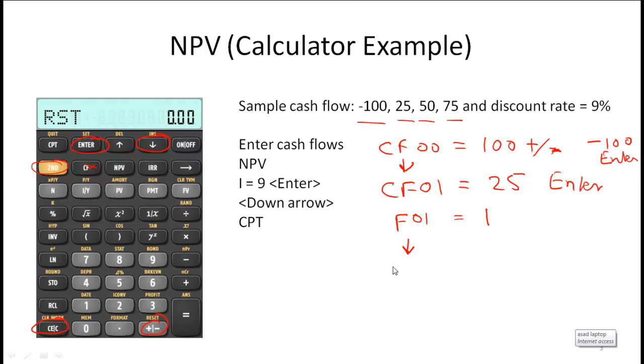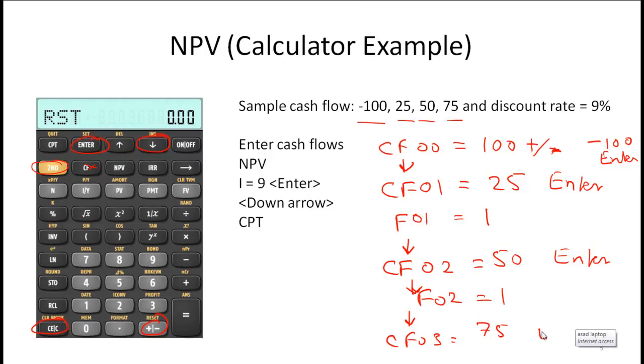Then the next thing you do is cash flow 02, so this is your second cash flow. Set that as 50 and then hit enter, down arrow, and again you will see the frequency of this will be 1, so you accept that, and down arrow again. So then put in cash flow 03 equal to 75, enter, and make sure again that the frequency for that is 1.